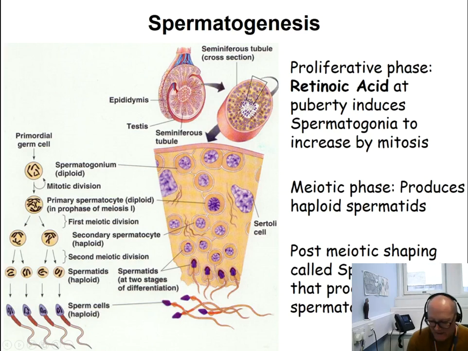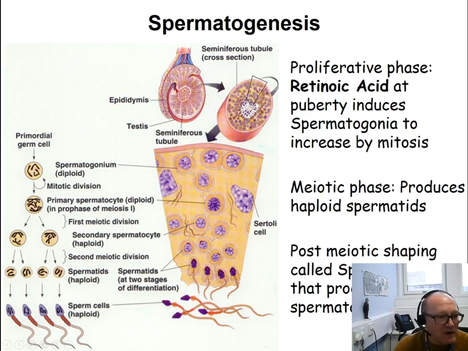If we look inside the seminiferous tube, we recognize different phases of the maturation of the spermatozoa. We have an initial proliferative phase. The proliferative phase is recognized in the spermatogonia. At puberty, pulses of retinoic acid induce the spermatogonia to reproduce by mitosis. This means that the spermatogonia divide; they are diploid cells and produce diploid cells. Some of the spermatogonia at one point initiate a meiotic phase. So they start to reproduce, but this time by meiosis.